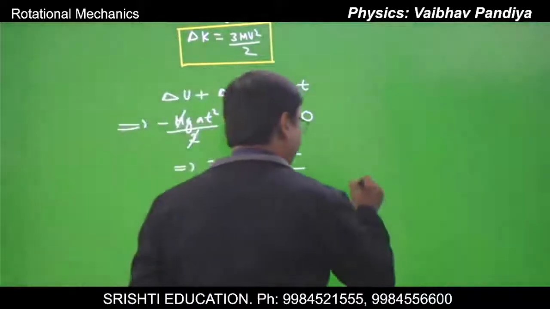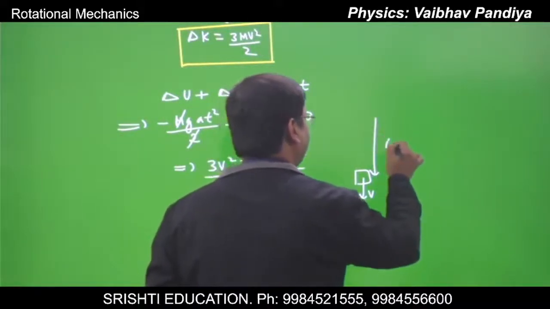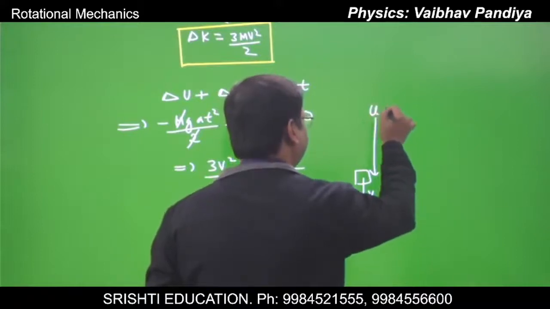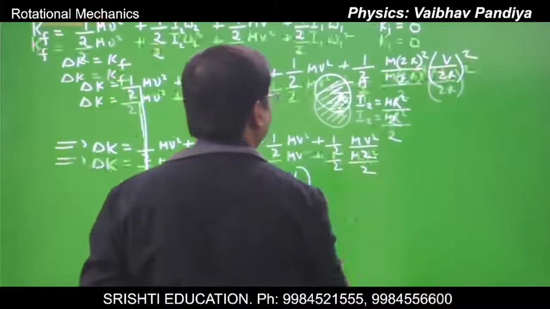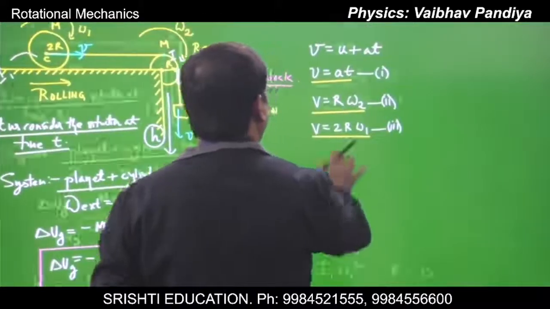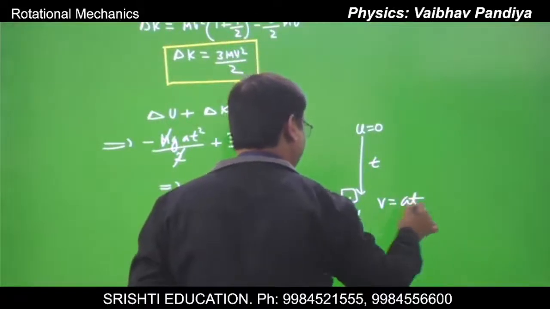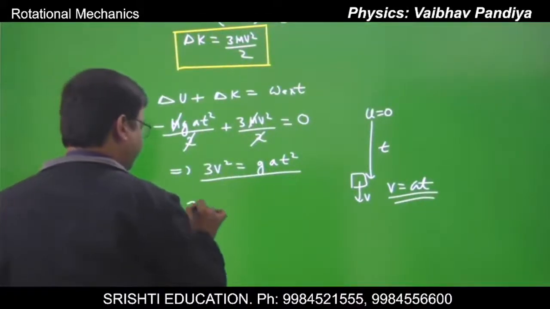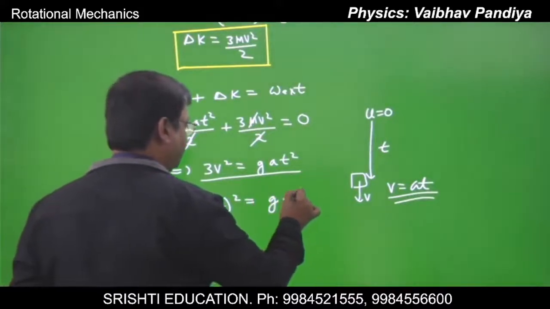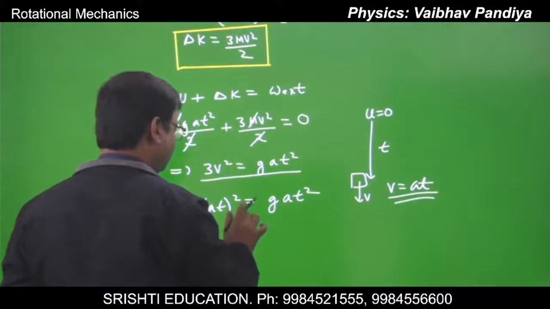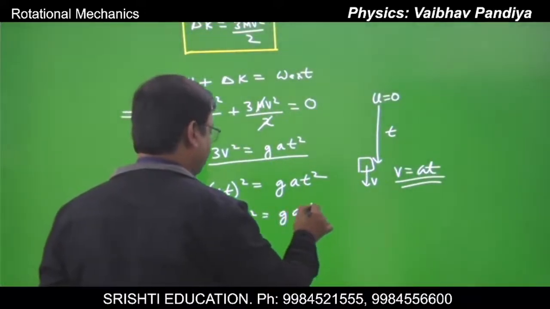So v is basically the speed of the block when it has traveled a time t with initial velocity 0. So you can write v is equal to a t. Already, I guess we have written it in equation 1. Yeah, v is equal to a t, that was equation 1. So I'll get 3 a square t square is equal to g a t square.